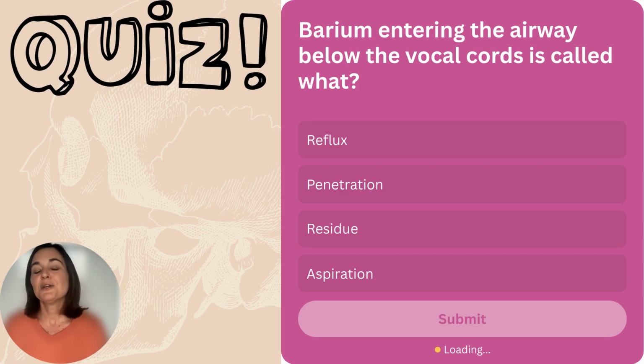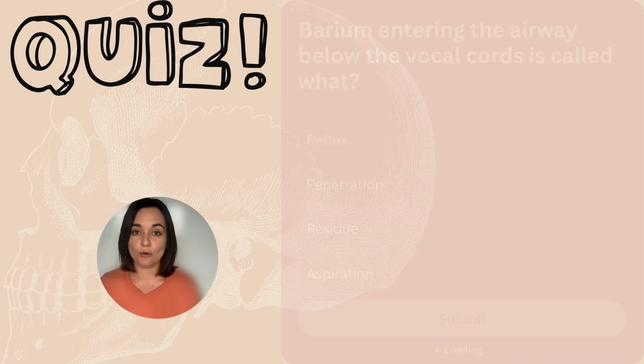Pop quiz break. Barium entering the airway below the vocal cord is called what? Reflux, penetration, residue, or aspiration? The answer is aspiration. It's dangerous, especially if it goes unnoticed. That's why lateral positioning and real-time observation are critical.